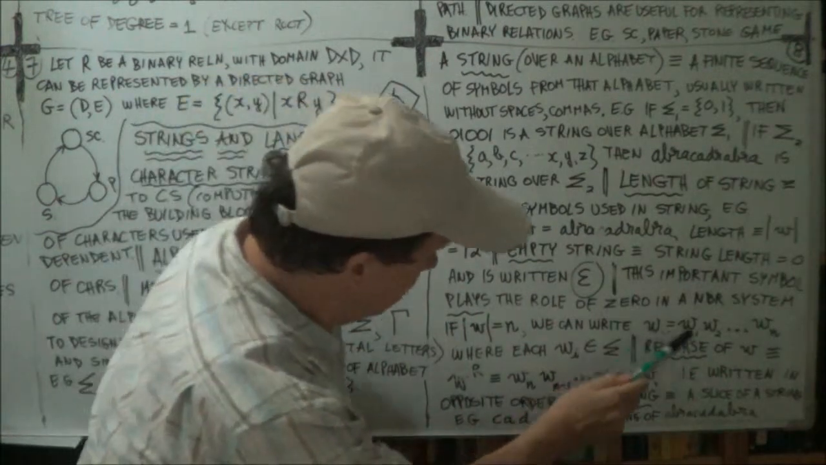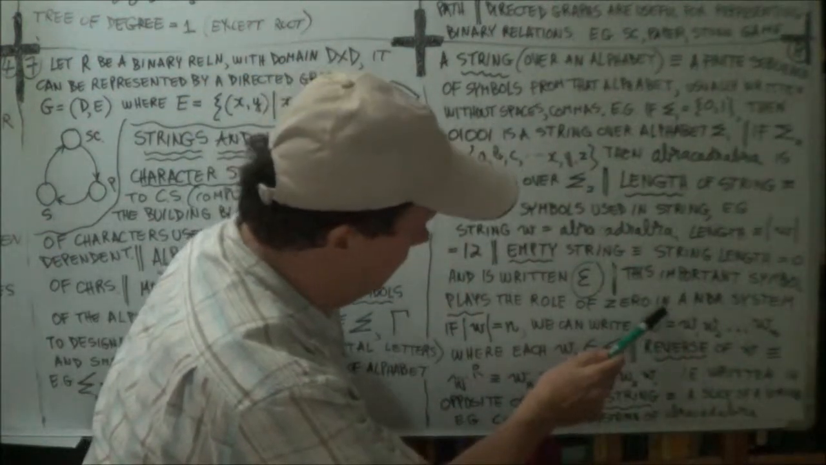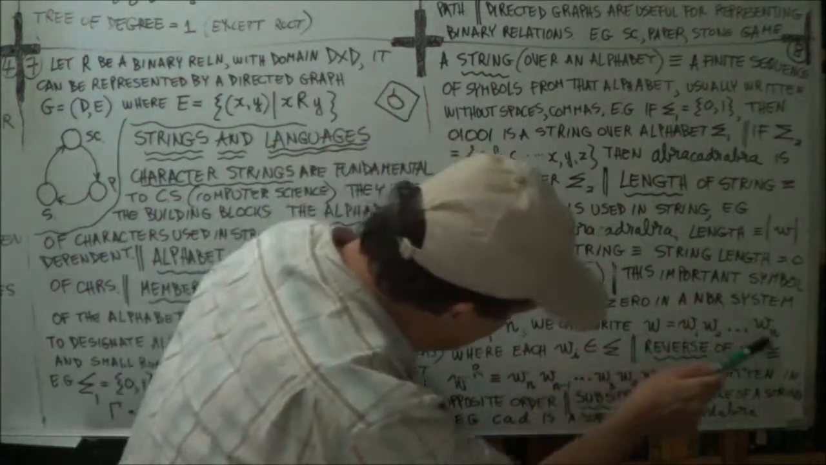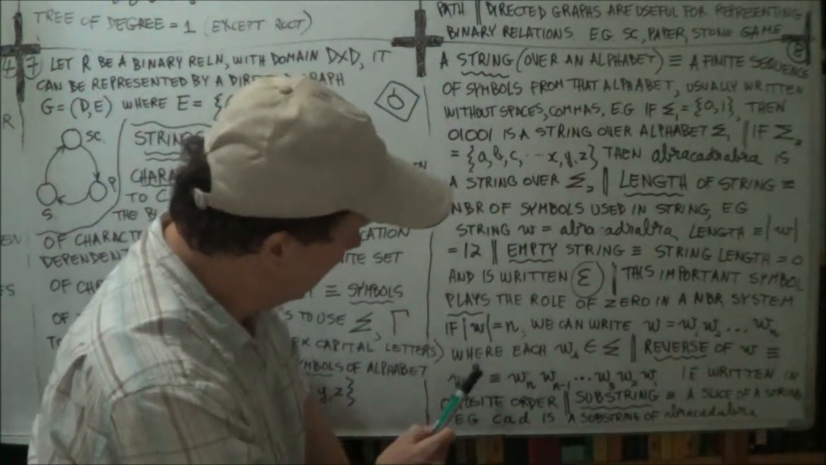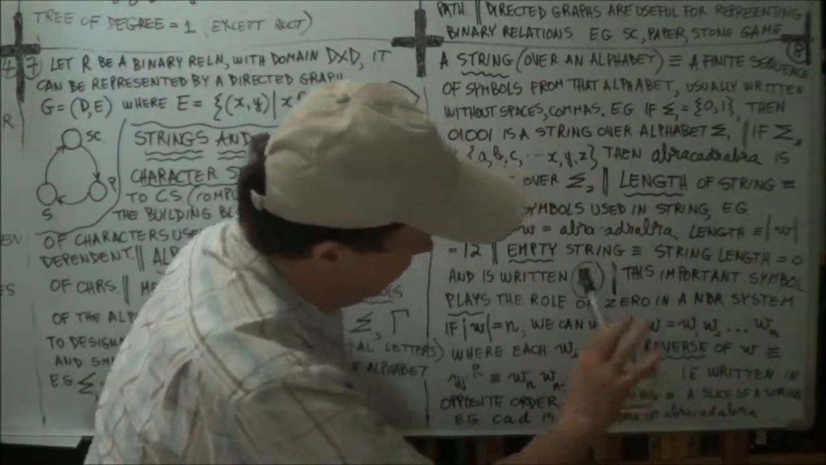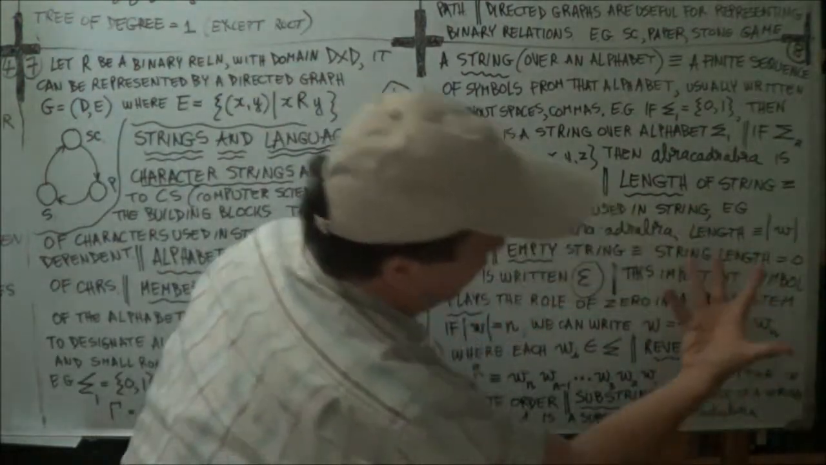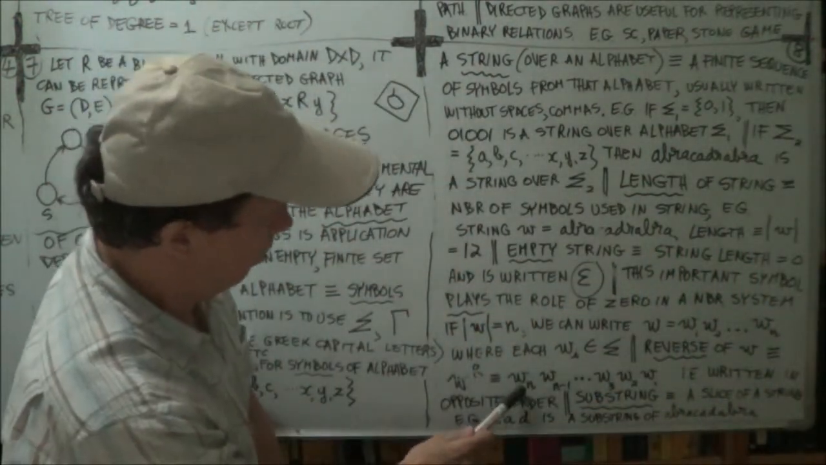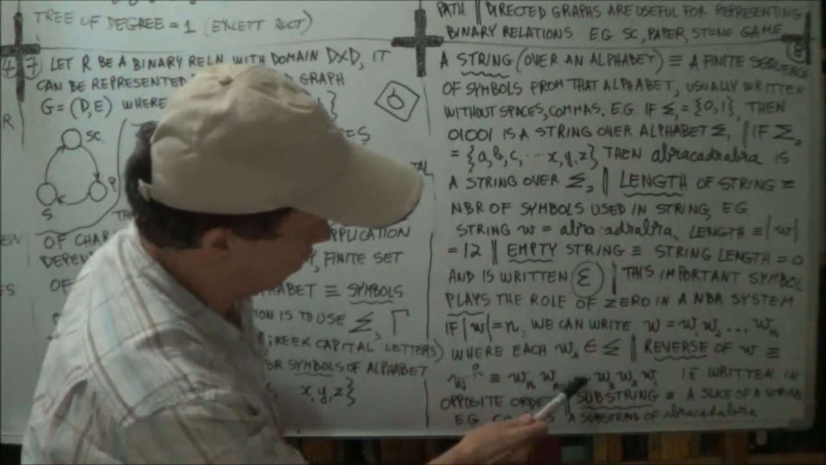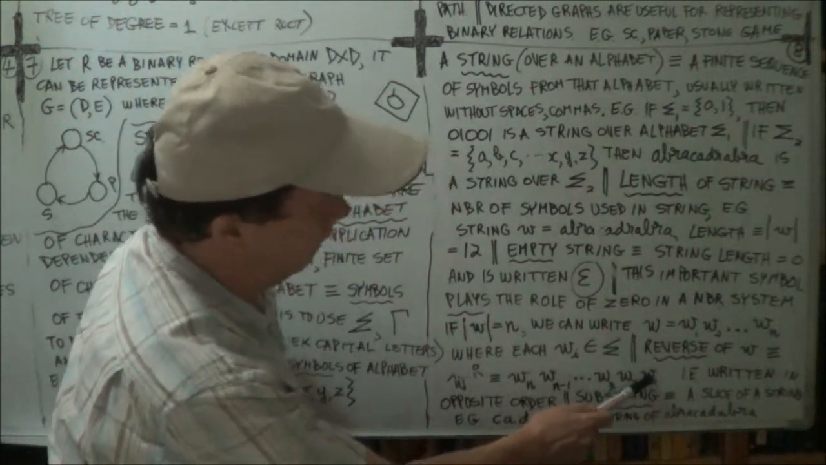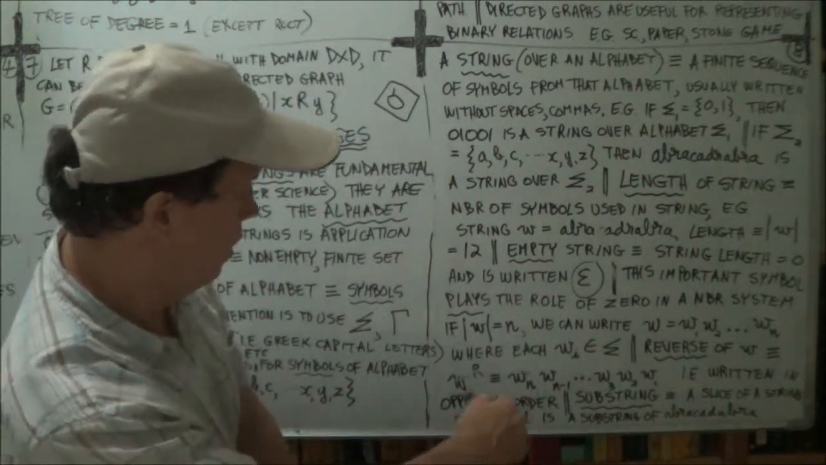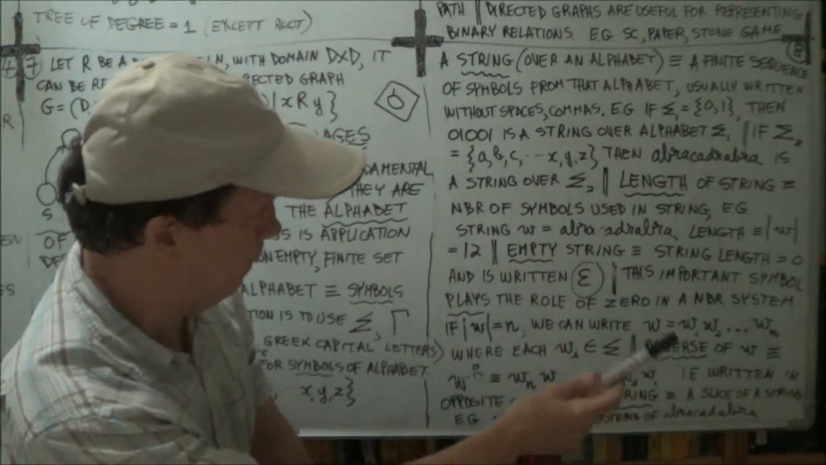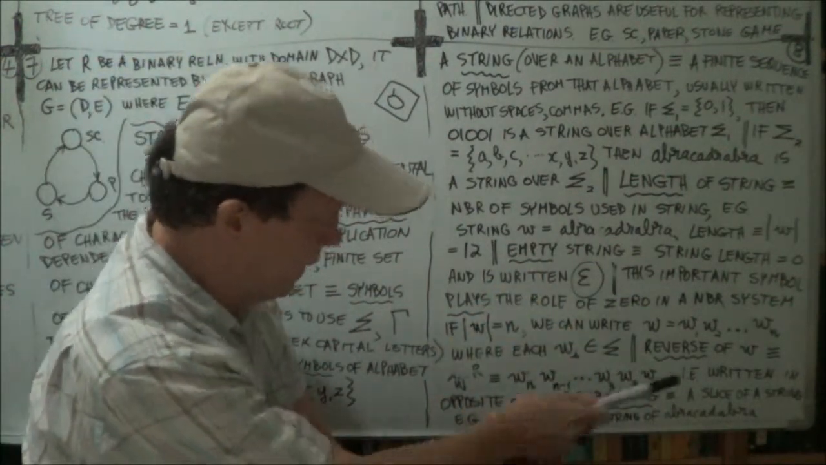So if W is this, then W^R will be this reversed. So it'll be Wn, Wn-1, ..., W3, W2, W1. Okay, so it's written in opposite order. Okay, concept of a substring.